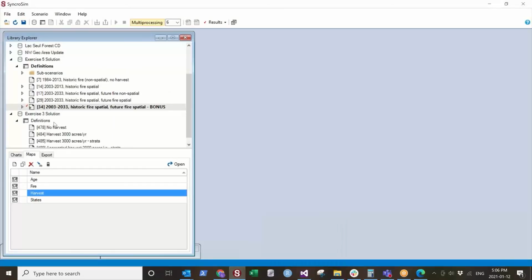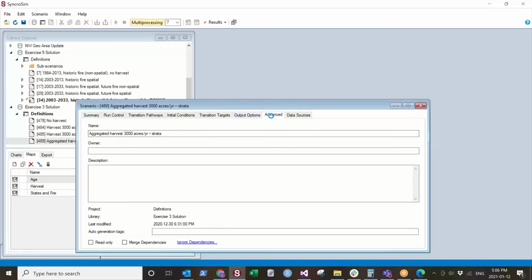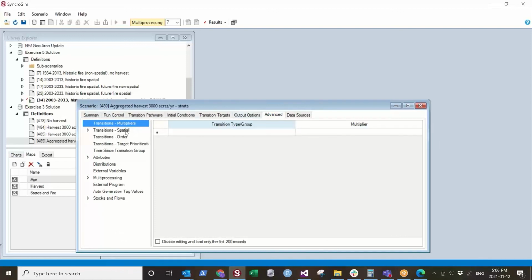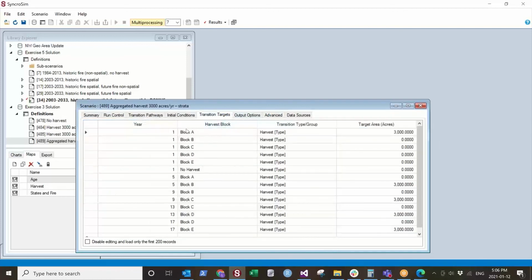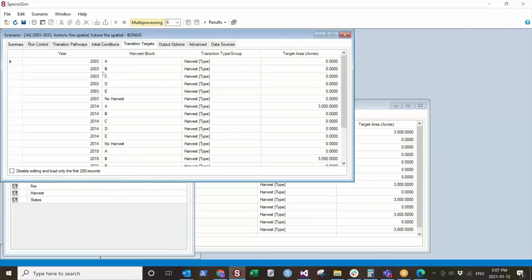The first thing I did is I went to the exercise 3 solution and grabbed this aggregated harvest pattern from the transition targets, but I had to make a couple of edits. I don't know if people noticed in this exercise, the blocks don't have the block lettering. So I had to do a little bit of editing of the file before bringing it in because it wouldn't let me bring it in. There's that issue people had of bringing files in that don't have quite the same matching definitions.